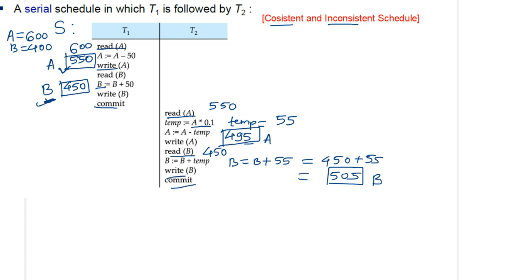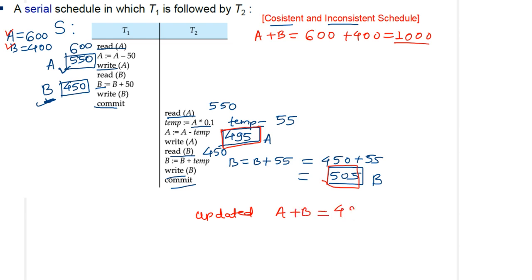Now we see the updated values. The final values of A and B are 495 for A and 505 for B. The initial values of A and B were 600 and 400, so before the schedule, A plus B was 600 plus 400, equal to 1000. After completing the transaction, the updated values give A plus B equal to 495 plus 505. If you add these two, you get the answer 1000.